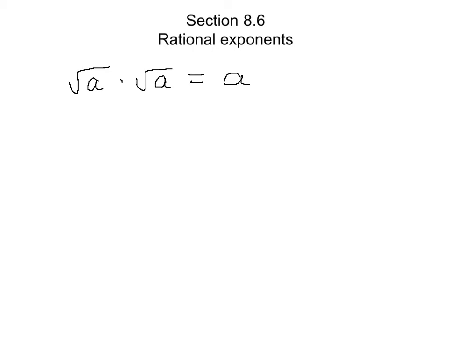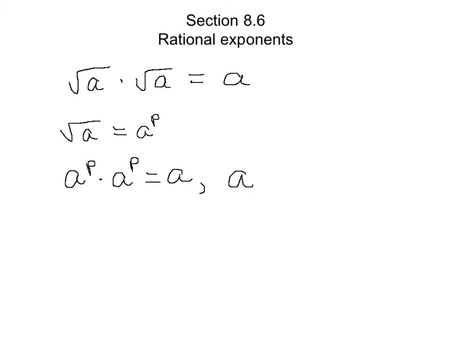We know that the square root of a times the square root of a is equal to a. What we wonder about is, suppose the square root of a, we don't know what that power is. So we just say, okay, the square root of a is a to some power. We don't know what it is. It's a to the p. So now if we go back and rewrite this line, what we're going to get is a to the p times a to the p is equal to a. That means a to the 2p is equal to a, and a is the same as a to the 1. That means 2p is equal to 1, which means p is equal to 1/2.